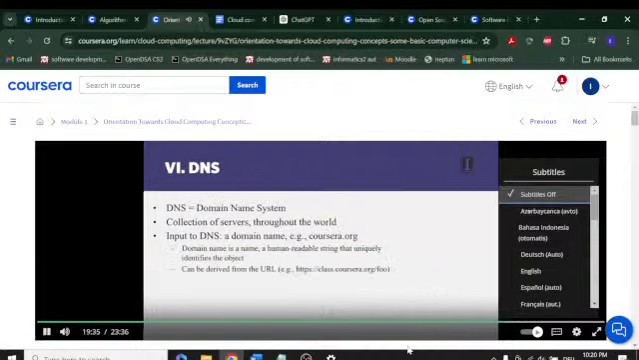The DNS refers to the domain name system. It's essentially a name resolution system. It is run as a collection of servers throughout the world, and it helps you to translate URLs, actually domain names, into IP addresses. So the input of the DNS is a domain name, such as Coursera.org, and this is a human-readable string that uniquely identifies the object. So we humans can easily remember a name like Coursera.org.